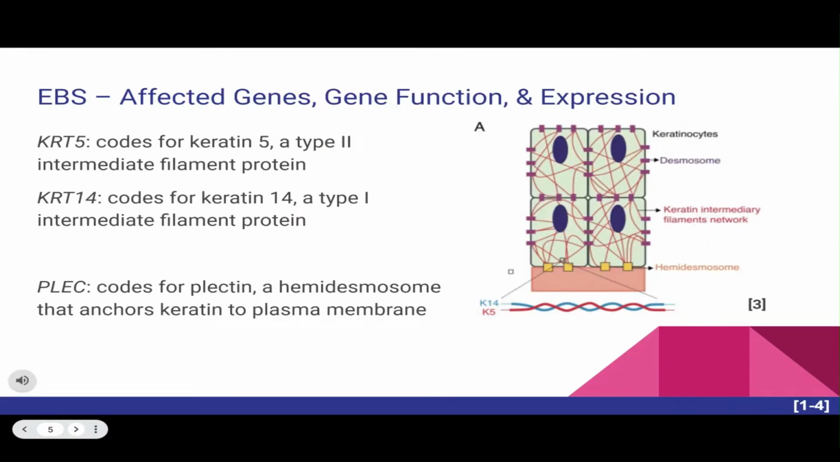There are three genes most commonly affected in EBS: KRT5, which codes for keratin 5, KRT14, which codes for keratin 14, and PLEC, which codes for plectin. Type 1 keratins are smaller and typically more acidic, while type 2 keratins are larger and typically more basic. Keratin 5 and keratin 14 form heterodimers that make up the cytoskeleton of basal keratinocytes. They provide mechanical protection against physical stress. Plectin's role is to anchor keratin to the plasma membrane.